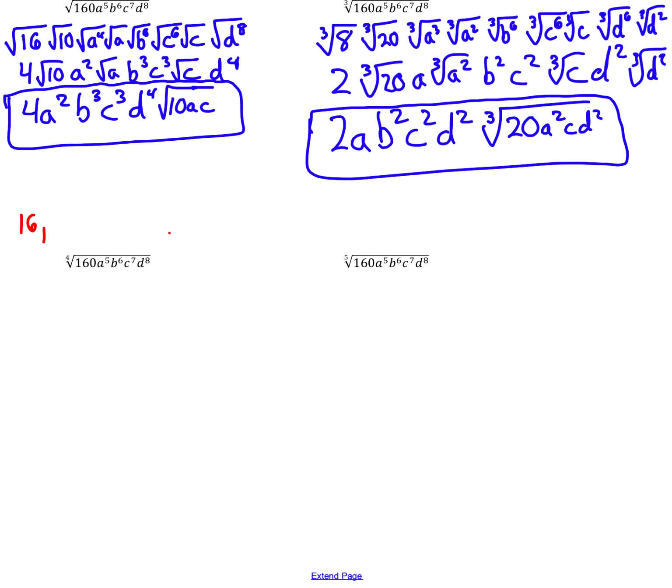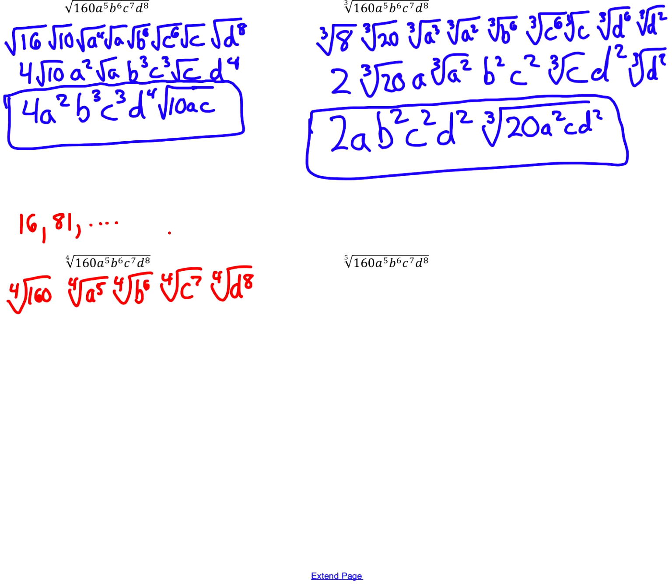3 times 3 times 3 times 3, which would be 81. And the numbers go on. So we want to do the same thing as we have been doing. We want to think about it as the fourth root of 160 times the fourth root of a to the fifth times the fourth root of b to the sixth times the fourth root of c to the seventh times the fourth root of d to the eighth.